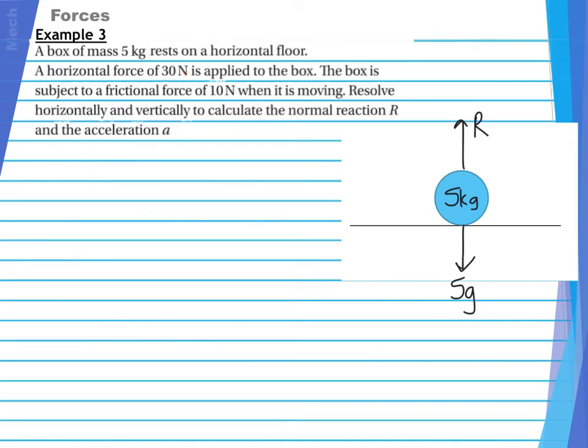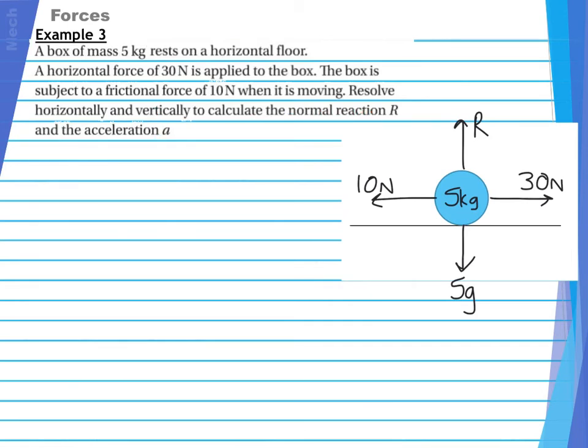Okay, reading back to the question then, we've got a horizontal force of 30 newtons applied to the box, so perfectly horizontal. There we go, we've got 30 newtons. The box is subject to a frictional force of 10 newtons when it's moving. So we know that friction acts to oppose motion. At the moment, all of the motion is going to be in this direction. So therefore, friction has to be acting in the opposite direction. And we are then asked to resolve horizontally and vertically to calculate the normal reaction and the acceleration.